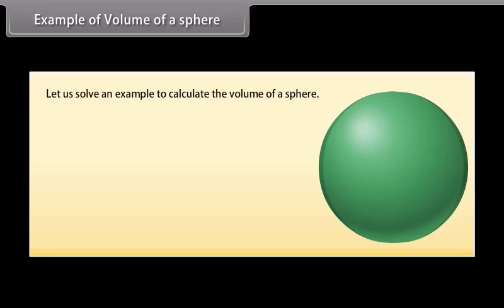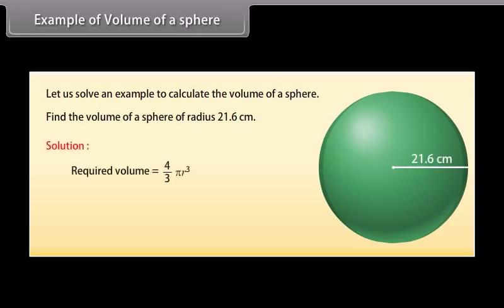Example of volume of a sphere. Let us solve an example to calculate the volume of a sphere. Find the volume of a sphere of radius 21.6 cm. Solution. Required volume is equal to 4/3 pi r cube, which is equal to 4/3 into 22/7 into 21.6 into 21.6 into 21.6 cm cube, which is equal to 42230.34 cm cube.